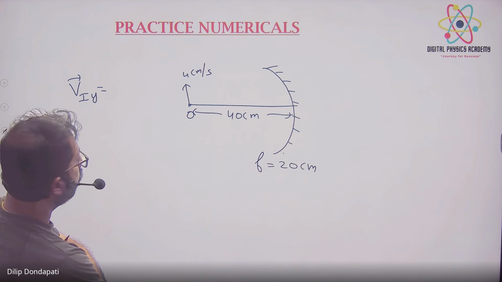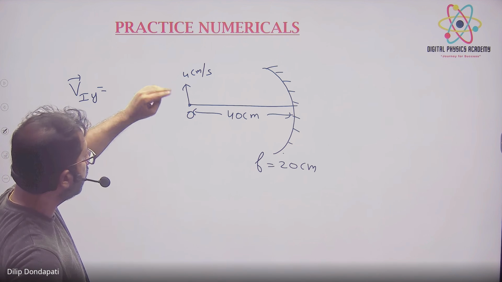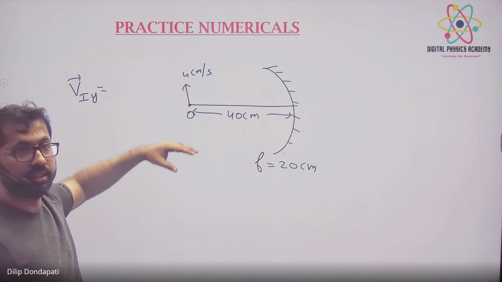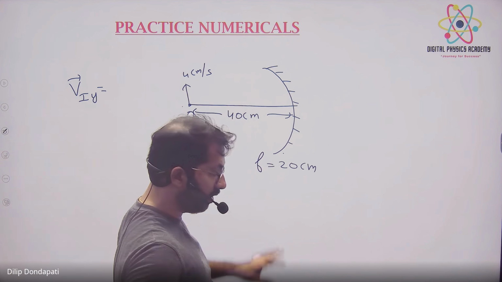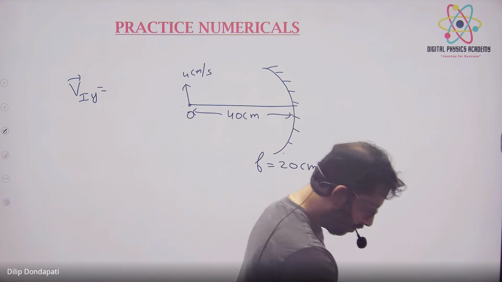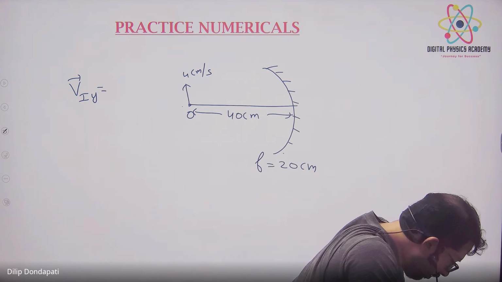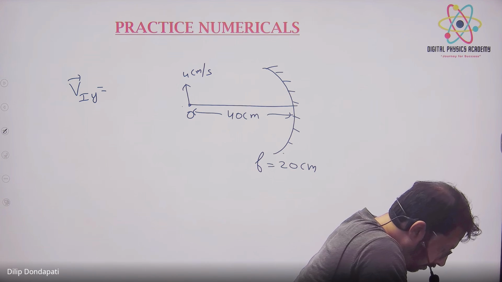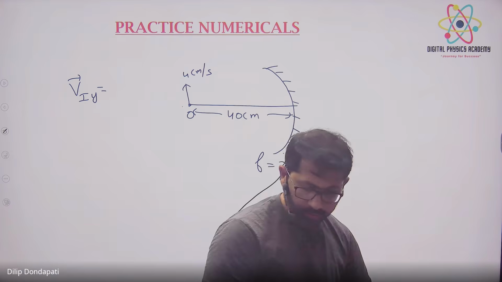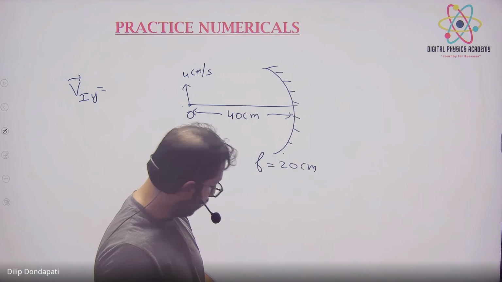Why are we not taking the mirror? Because dh by dt is nothing but the height of the image with respect to the principal axis only. It has nothing to do with the mirror. We are taking it with respect to the principal axis. That's why we are taking only the y direction, not the mirror. Minus 4 centimeters per second.